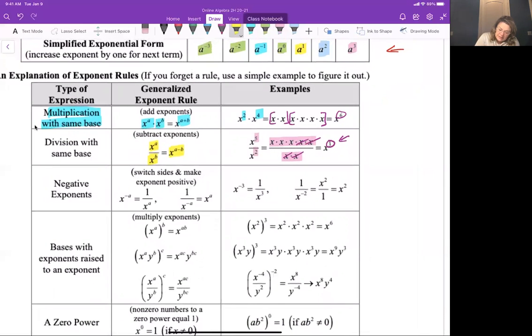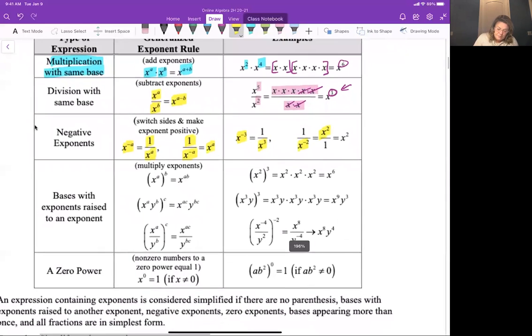Negative exponents. X to the minus a is the same as 1 over x to the a. And if I had 1 over x to the minus a, it's the same as x to the a. Let's look at what that means. Here are some examples. I just reverse it. The negative exponent just means I flip it, all right?